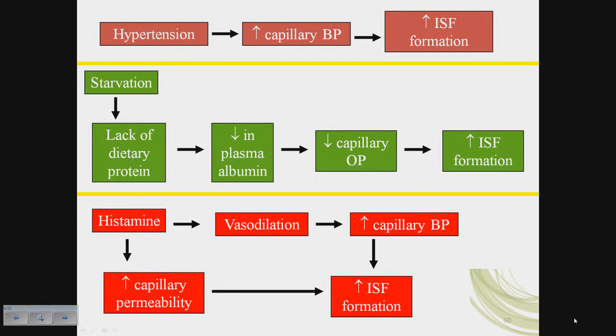In the case of histamine, as a perfect example, histamine has two effects. It affects the capillary permeability. It will increase KF. But it also is a vasodilator. We learned that this week. And if it acts as an arterial vasodilator, that means more blood can flow to the capillary bed. And that means an increase in capillary hydrostatic pressure. That means more interstitial fluid formation for both reasons.